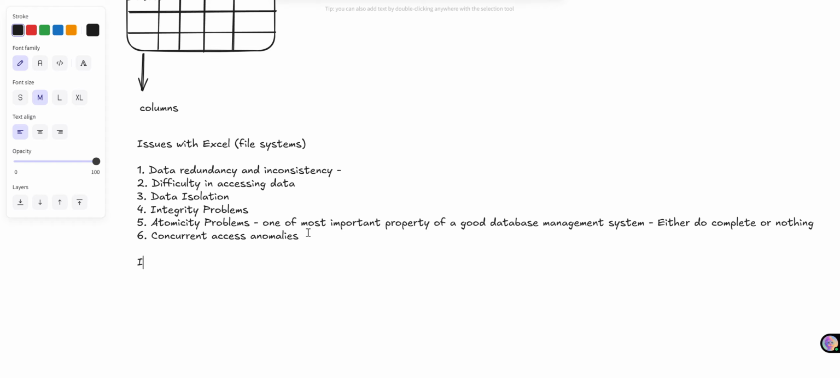Now there is one more thing, which is instance and schemas. What is an instance? An instance is nothing but the collection of information stored in the database at a particular moment. Simple. This is an instance. And what is a schema? A schema is nothing but the framework or the design of the database.